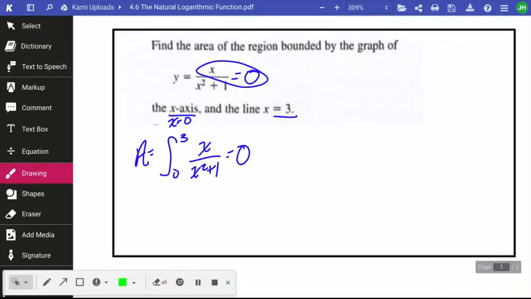Well, if I just let u equal x squared plus 1, then my derivative is 2x. Okay, so let's try that. So I'm going to let u equal x squared plus 1, which is my denominator, and du is equal to 2x dx. I need it to be just x, though.